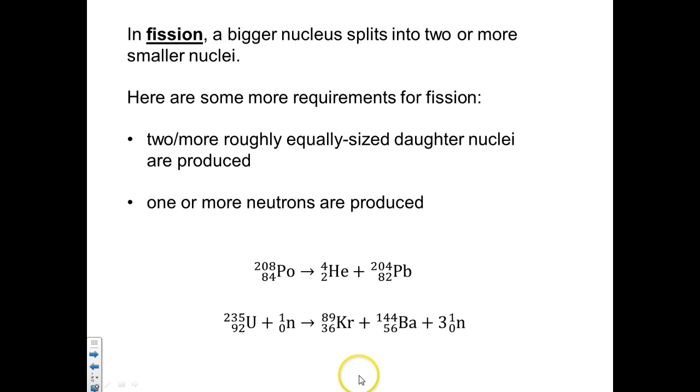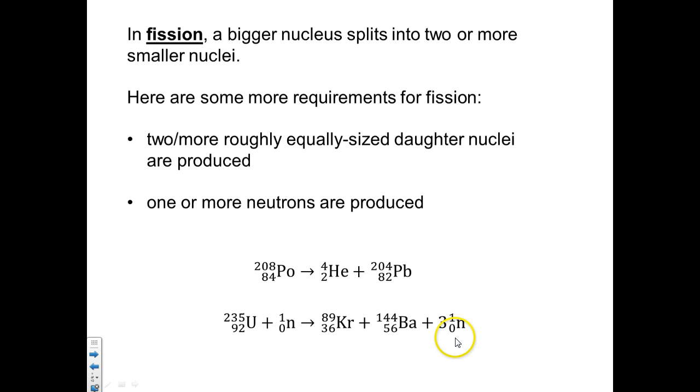So here's an example of a fission reaction. We have two daughters which are roughly equal, 2 to 3 as the ratio between these two masses, 89 and 144, roughly equal. And we have some neutrons being produced at the end. So this does qualify as fission.